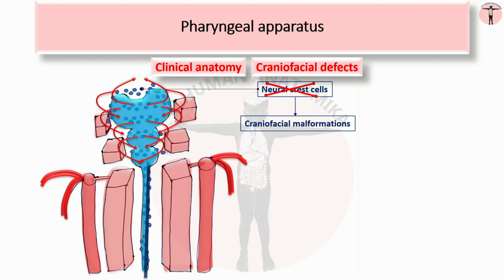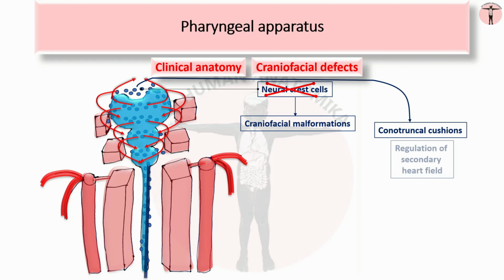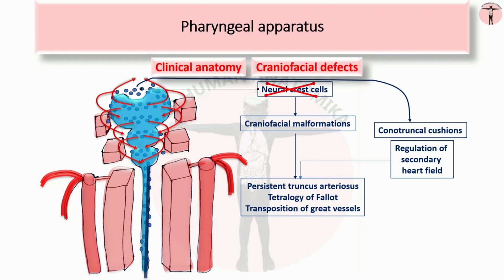We know that neural crest cells also contribute significantly to the development of the heart, like the conotruncal endocardial cushions, which separate the outflow tract of the heart into pulmonary and aortic channels, and the regulation of the secondary heart field. Because of this, many infants with craniofacial defects are mostly associated with cardiac abnormalities, including persistent truncus arteriosus, tetralogy of Fallot, and transposition of the great vessels.